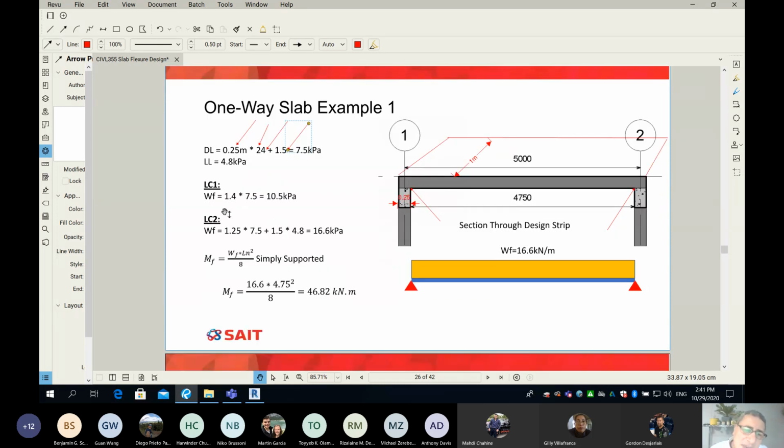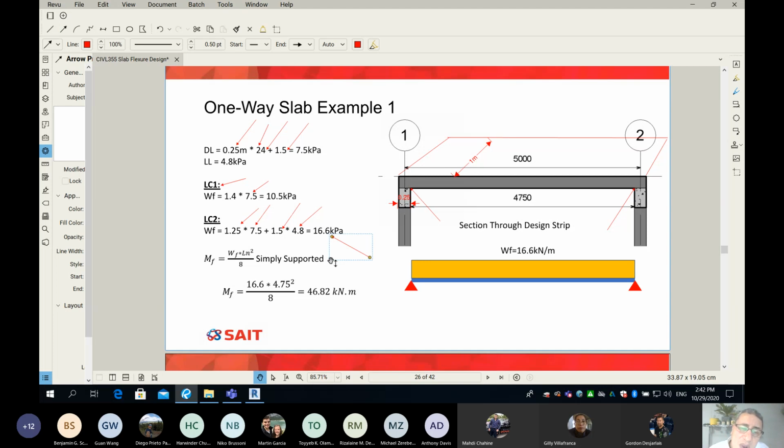And then how do we get W factored, W sub F? It means I have to do load combination number 1, where I multiply my dead load times 1.4, and then load case number 2, I multiply my dead load by 1.25 plus my live load multiplied by 1.5. Looks like load case number 2 will govern.